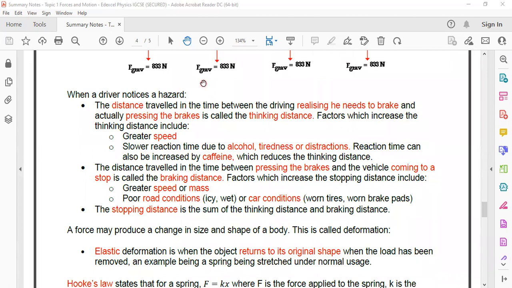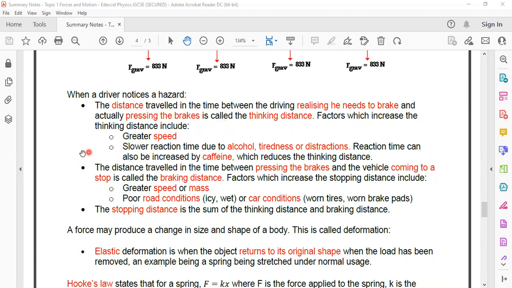फिर हमारे पास एक चीज आती है स्टॉपिंग डिस्टेंस के ऊपर हमने डिस्कशन की थी. When a driver notices a hazard, the distance traveled in the time between the driver realizing he needs to brake and actually pressing the brakes is called the thinking distance. Now, factors which increase the thinking distance include greater speed, slower reaction time due to alcohol, tiredness, or distractions. Reaction time can also be increased by caffeine, which reduces the thinking distance.